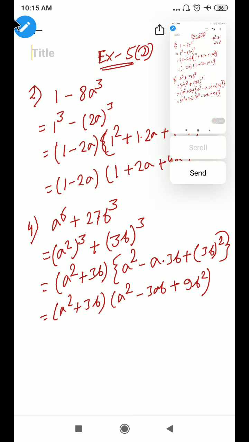Now go to our next problem. Look at question number 8 first. Question number 8 is a to the power 4 minus 343a. You have to make this either a cube plus b cube or a cube minus b cube. So which form can you use here?